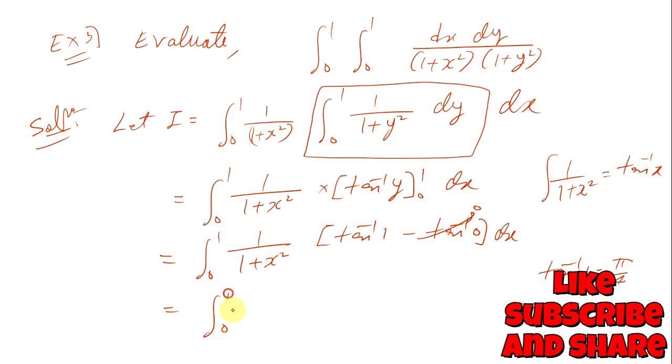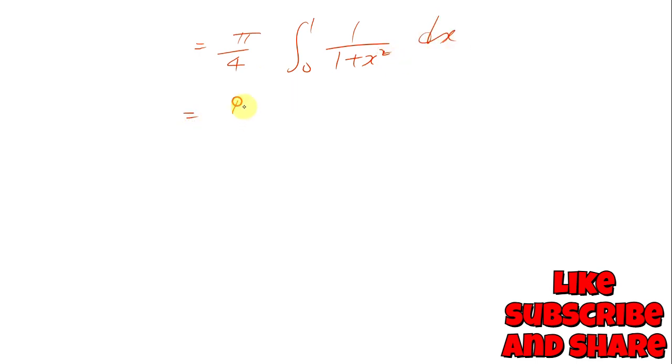So this is going to become integration 0 to 1 divided by 1 plus x square into pi by 4 dx. So pi by 4 is constant. I will take it outside students. So therefore this will give you, this is equal to pi by 4 integration 0 to 1 divided by 1 plus x square dx. Now again 1 divided by 1 plus x square is tan inverse x in the interval 0 to 1. So this is pi by 4.